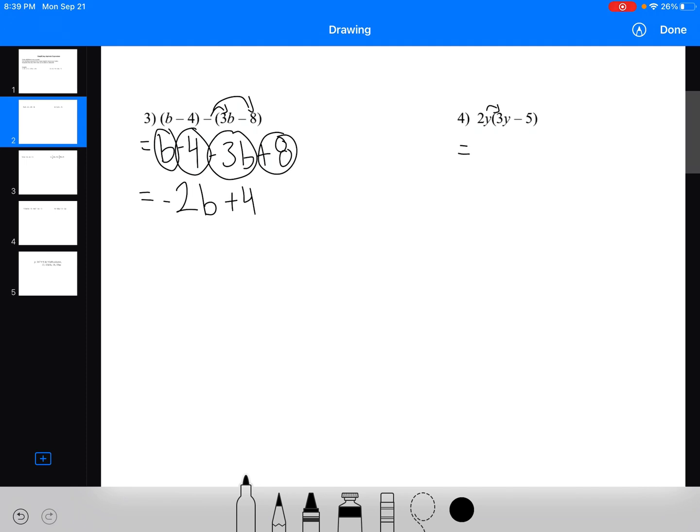Okay, this one. Remember, we're just multiplying this into both of these. So 2 times 3 is 6. Y times y is y squared. 2 times 5 is negative 10y.